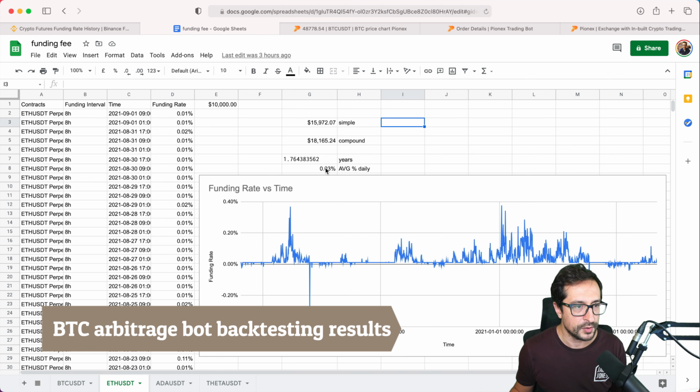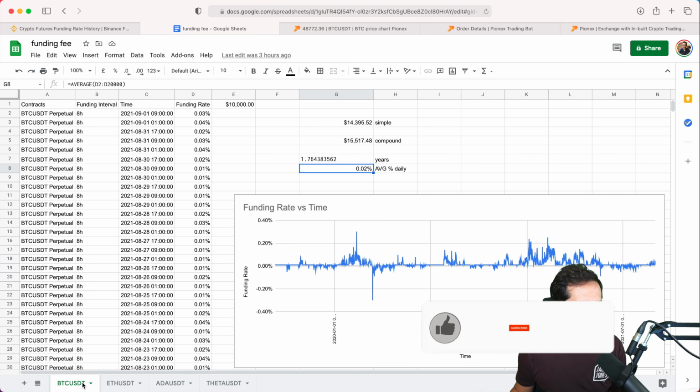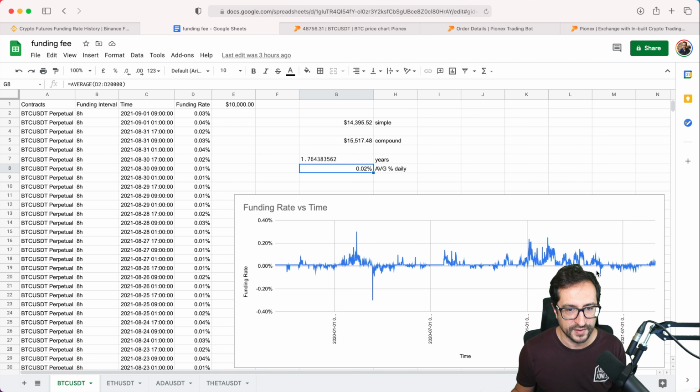BTC, compared to Ethereum, has less daily profit. The funding fee on Ethereum is 0.03 and it stays positive most of the time, whereas BTC has some bigger fluctuations. In COVID and also during May, it stayed below zero for quite a long time compared to Ethereum. But still, it's offering for 1.7 years, 55% on compound interest.